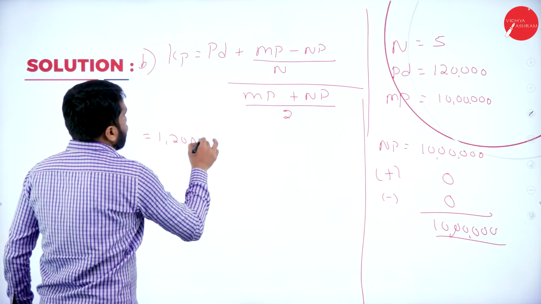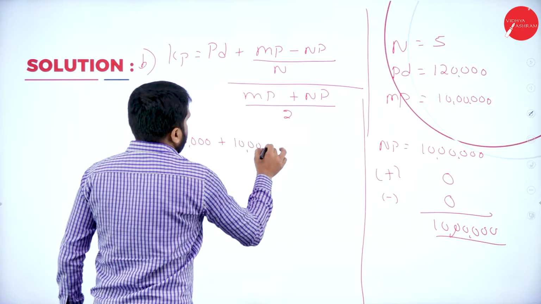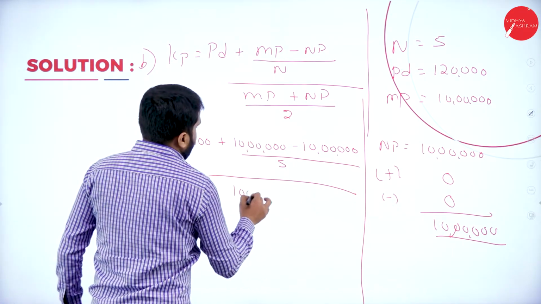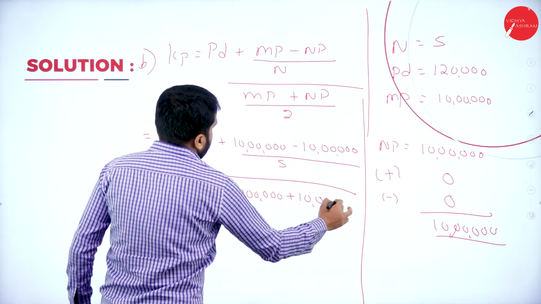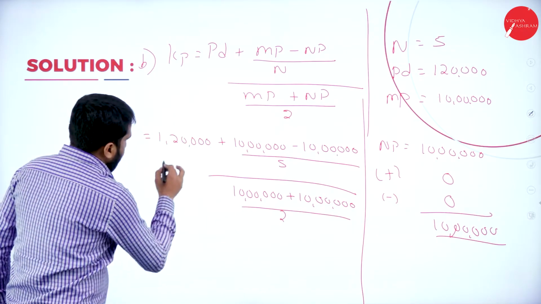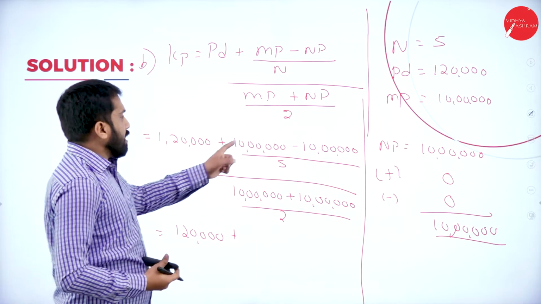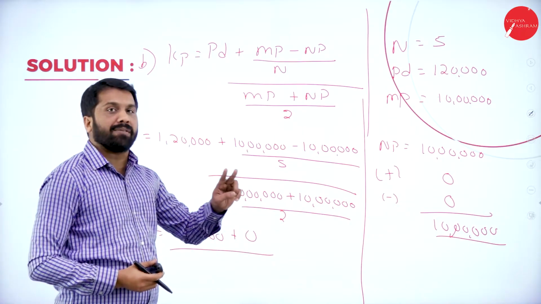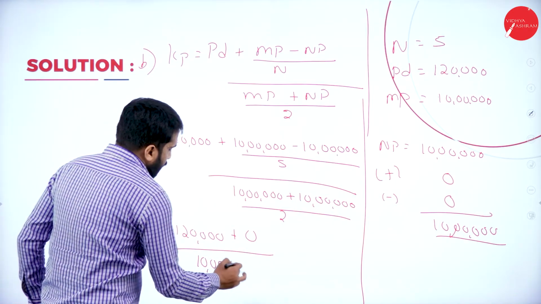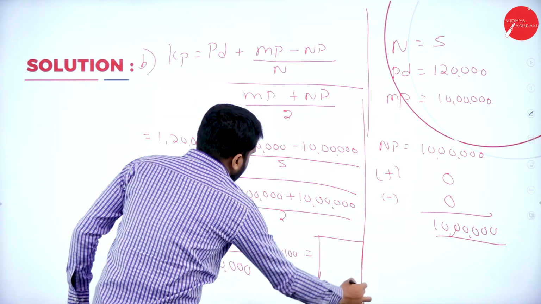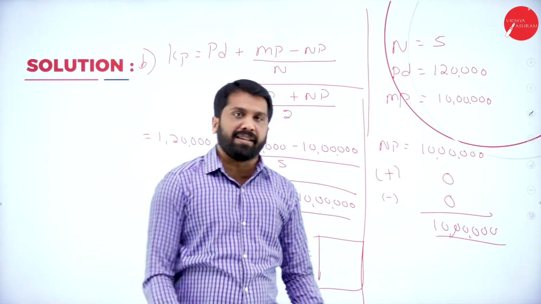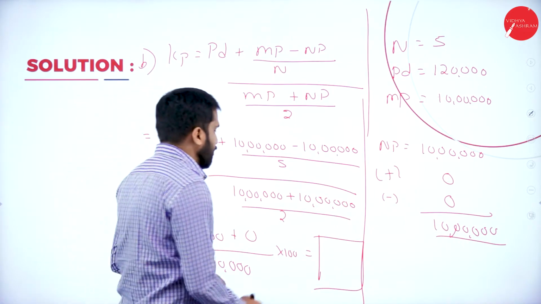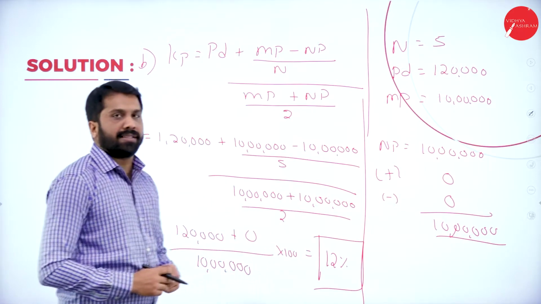Now, we'll simplify. PD 1 lakh 20,000 plus MP 10 lakh minus NP 10 lakh divided by number of years 5, whole divided by MP 10 lakh plus NP 10 lakh divided by 2. So write down this 1 lakh 20 as it is. 10 lakh minus 10 lakh, 0. 0 divided by 5, 0. 10 lakh plus 10 lakh, 20 lakh. 20 lakh divided by 2, 10 lakh. Multiplied with 100, what will be your answer? I'll check. 1 lakh 20,000 divided by 10 lakh into 100, I'll get around 12%. 12% is your answer. Hope you understood.